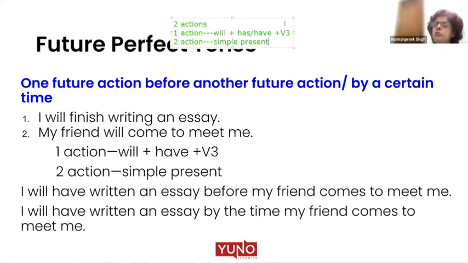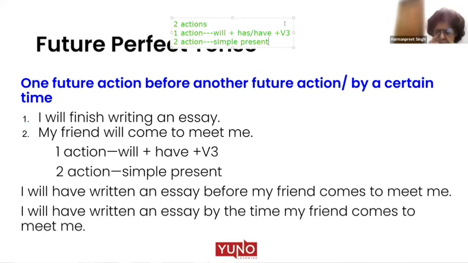We usually use them when we talk about two actions, and the chronology or the sequence between the two actions is always very clear. The first action will always take will plus has have or V3, and the second action will take simple present. You cannot change this order. And you know what mistake people make? For the first action, they use simple present, which is wrong, or they use will have for both the actions, which is wrong, or they use simple present for both the actions, which too is wrong.